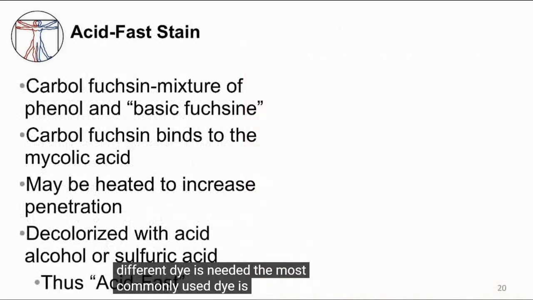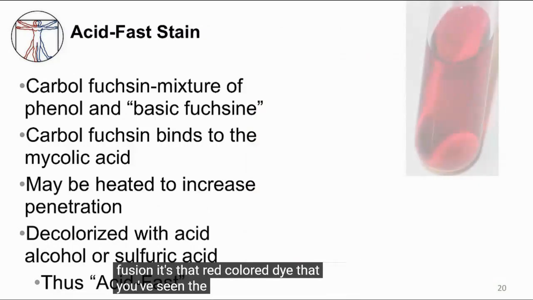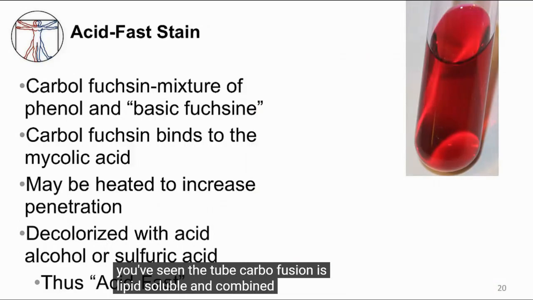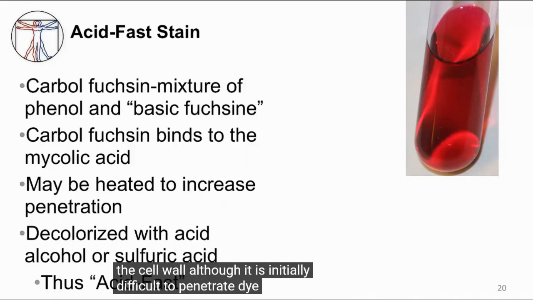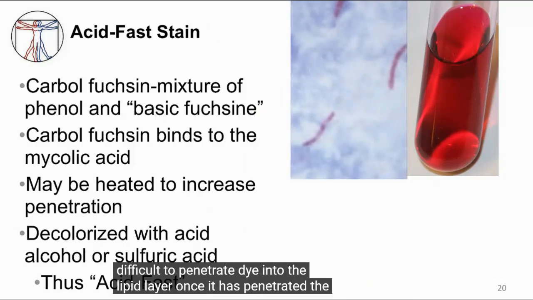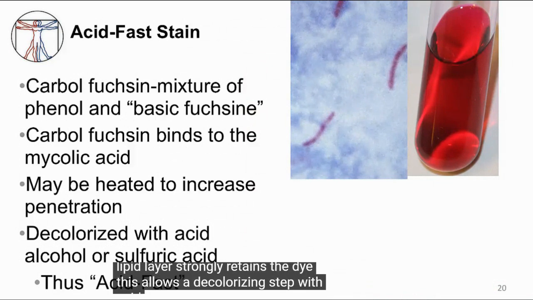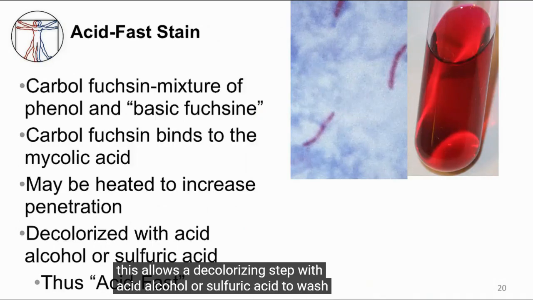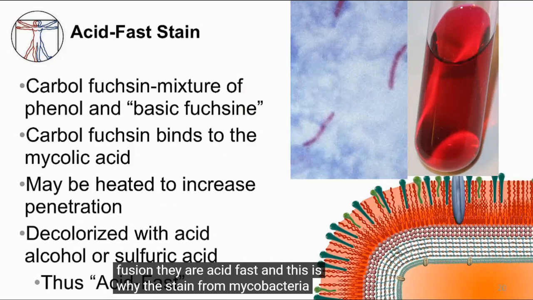The most commonly used dye is called carbol fuchsin, which is a mixture of phenol and basic fuchsin. It's that red-colored dye that you see in the tube. Carbol fuchsin is lipid-soluble and can bind to mycolic acids. Heat is applied to increase the penetration of the dye into the cell wall. Although it is initially difficult to penetrate dye into the lipid layer, once it has penetrated, the lipid layer strongly retains the dye. This allows a decolorizing step with acid, alcohol, or sulfuric acid to wash away everything else. What remains are the mycobacteria stained with carbol fuchsin. They are acid-fast, and this is why the stain for mycobacteria is called the acid-fast stain.